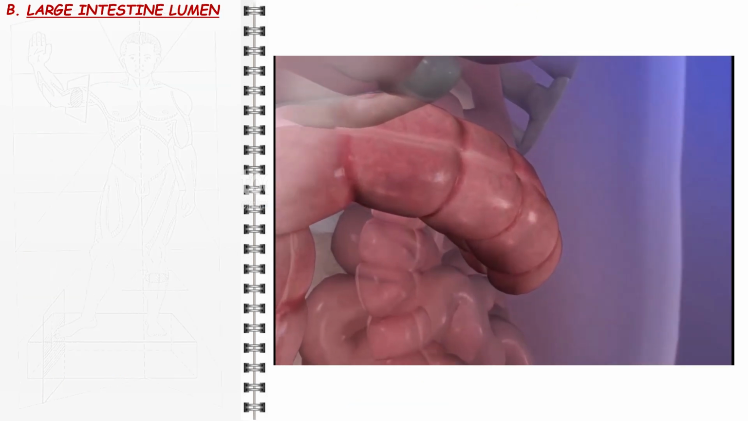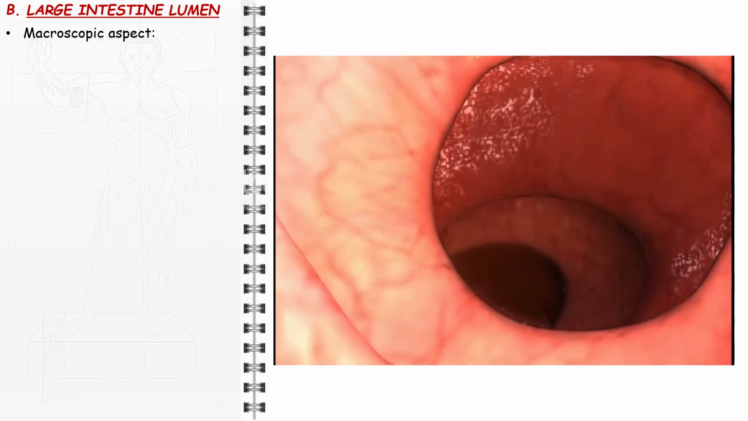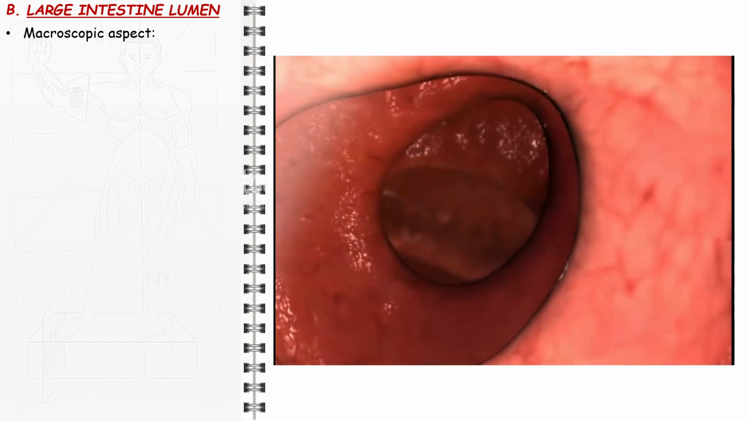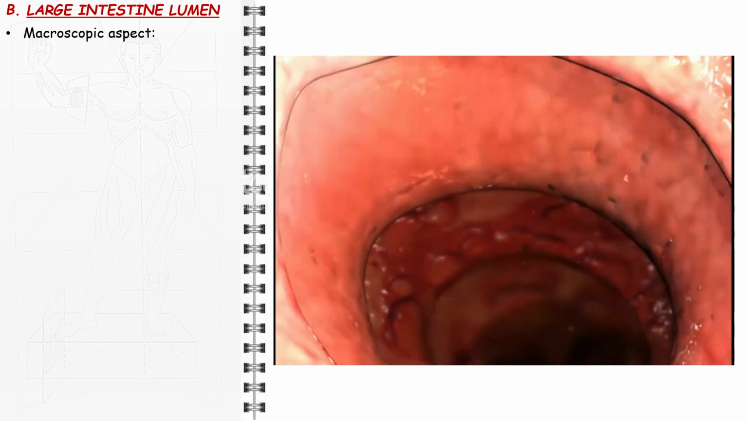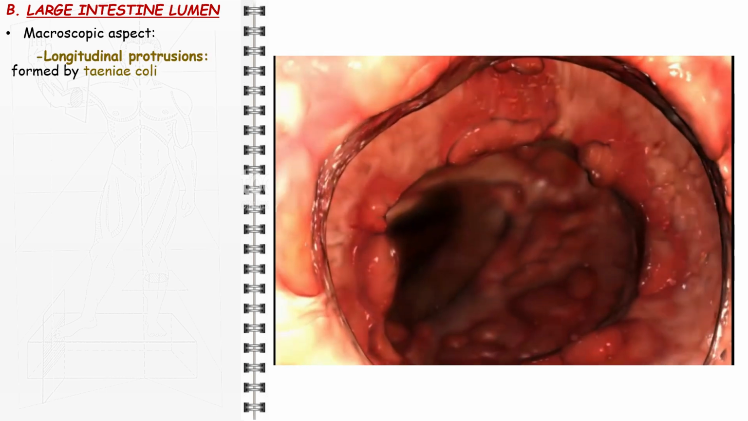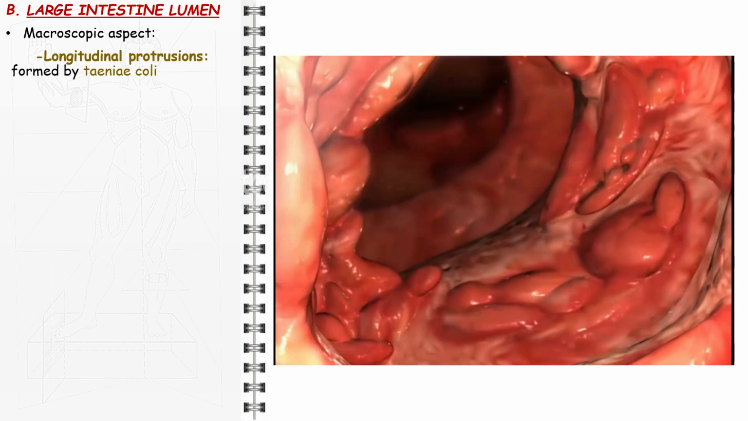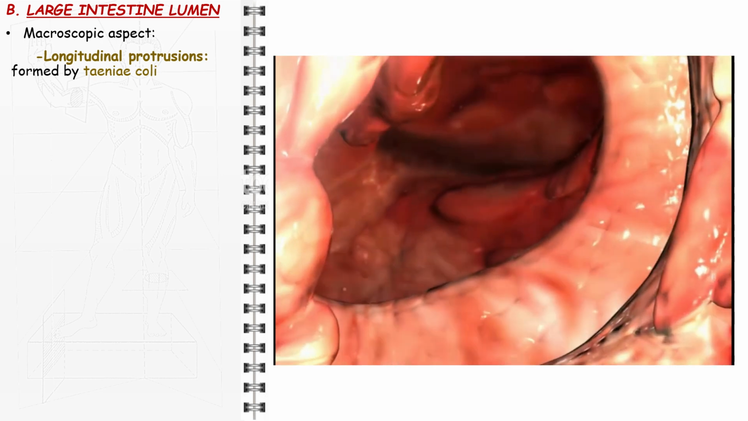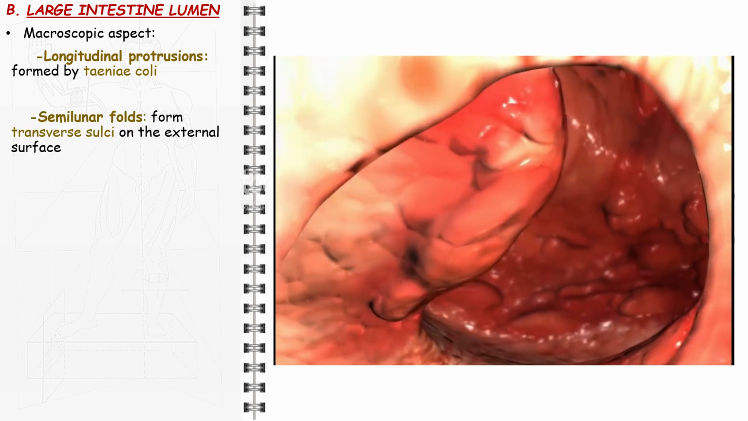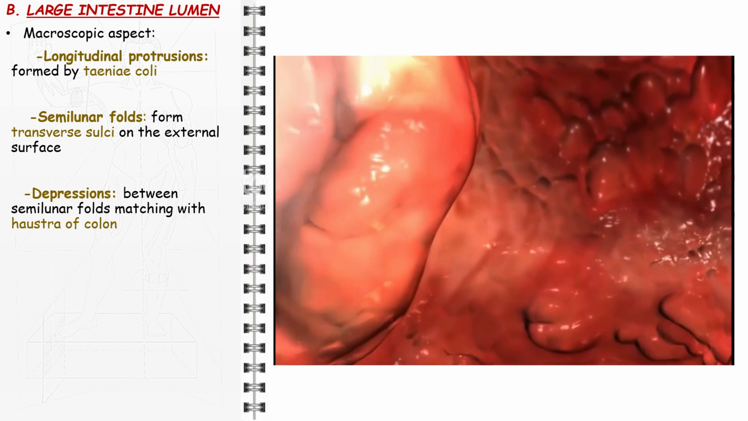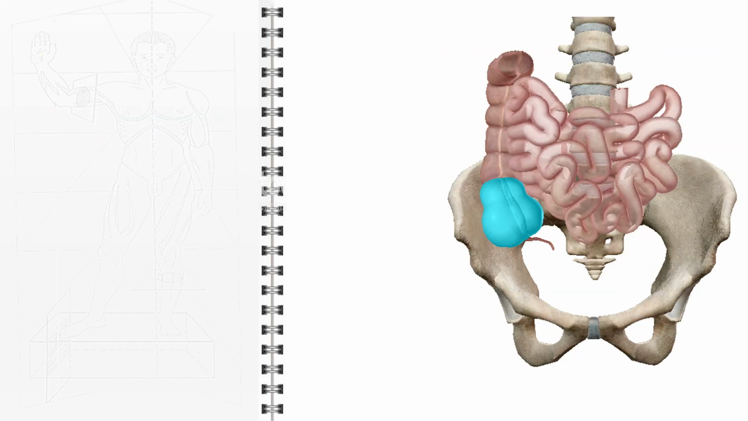Macroscopically, the large intestine mucosa contains protrusions and depressions. The longitudinal protrusions are formed by the taeniae coli. The semilunar folds form the transverse sulci on the external surface. The depressions between semilunar folds match with the haustra of the colon. Delving into the structure of the large intestine, we will begin by examining each portion of it.